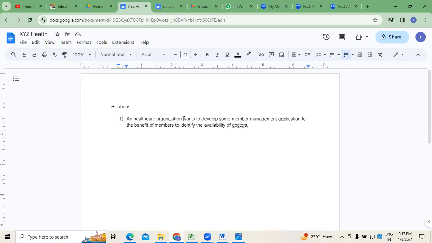See, for example, there are two players. One is provider, second is a payer. Who is the provider? Provider is nothing but healthcare organizations. Point number one: healthcare organizations manage patients, their treatments, etc. Everything will be taken care of by the provider. Next, what does the payer do? Against the claim request received by the payer, claim adjudication will be done. Subsequently, claim payment will be made by the payer.